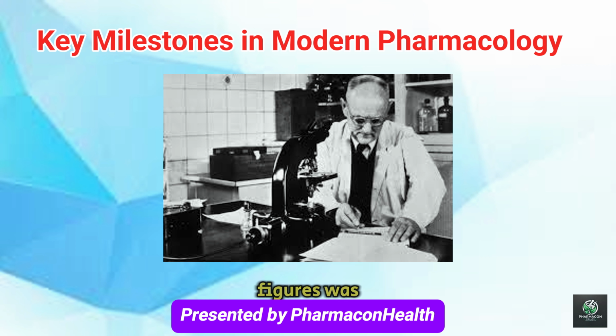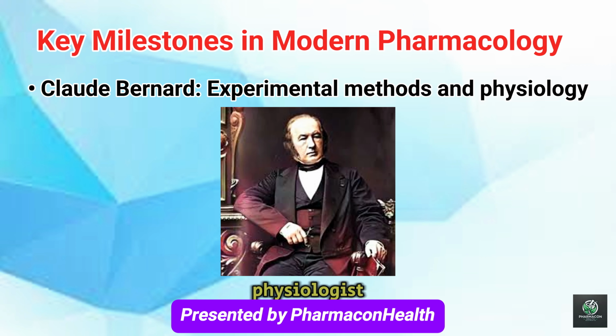One of the key figures was Claude Bernard, a French physiologist. He introduced the idea of controlled experiments in biology. In his lab, he showed how drugs affect the body in specific ways. His work with curare showed that it caused muscle paralysis by blocking nerve signals. This proved that drug effects could be explained by biology. Bernard helped create the field of experimental pharmacology.